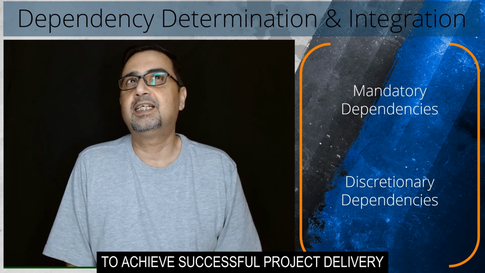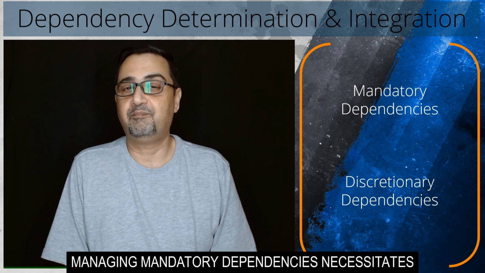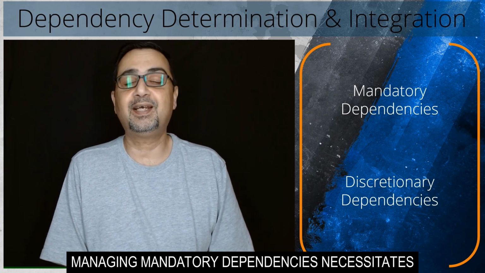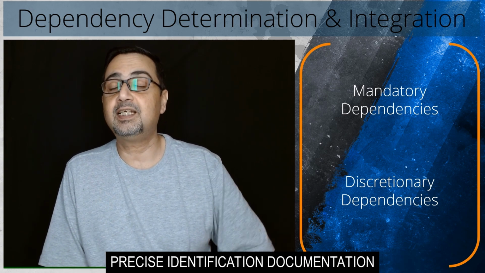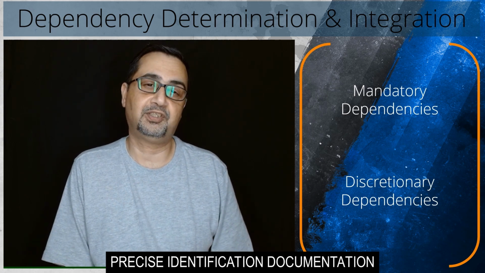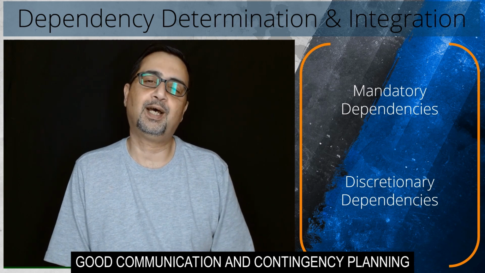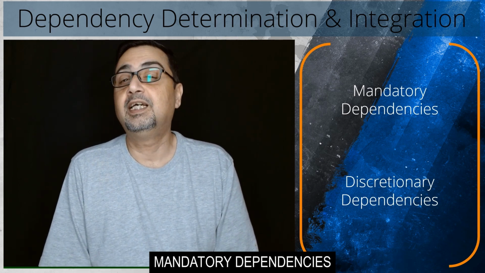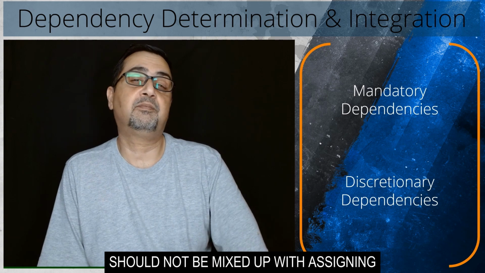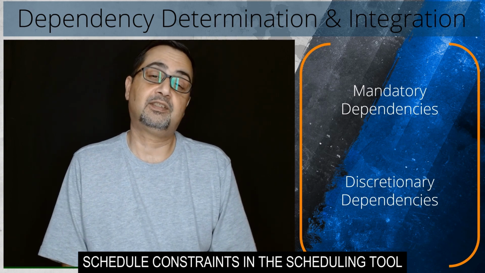To achieve successful project delivery, managing mandatory dependencies necessitates precise identification, documentation, risk management, good communication, and contingency planning. Mandatory dependencies should not be mixed up with assigning schedule constraints in the scheduling tool.